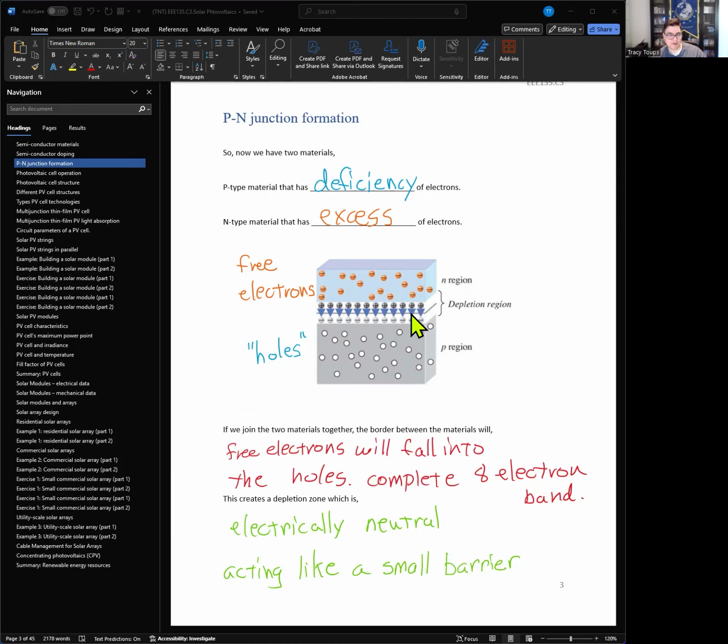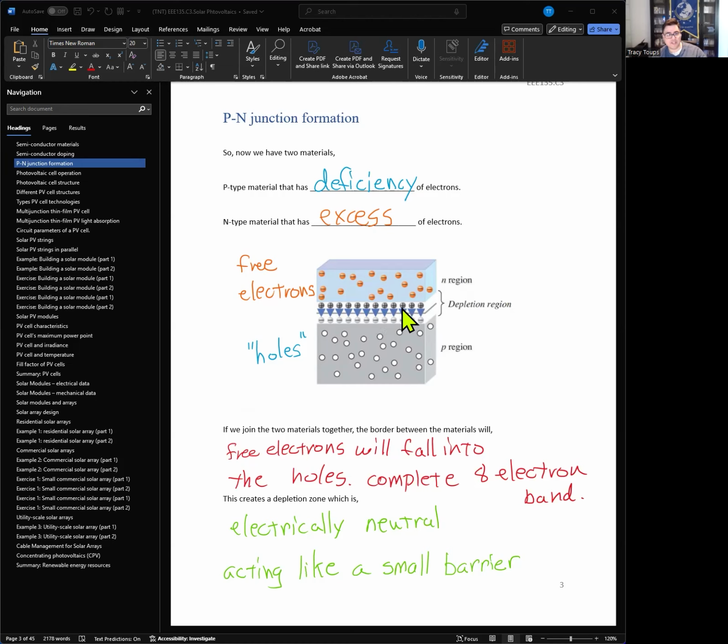So it's a very small barrier, which kind of helps because we don't want all the electrons to fall over. Once this is electrically neutral, it's harder for the electrons to go through the depletion zone to the P region. There's eventually going to be a barrier that it's harder for them to climb over.